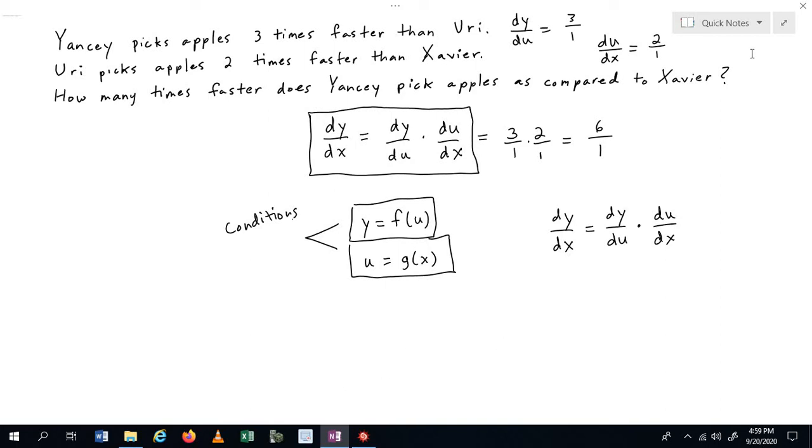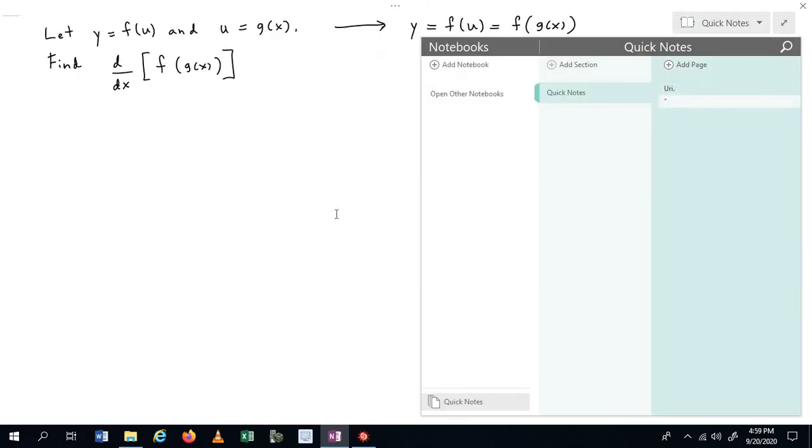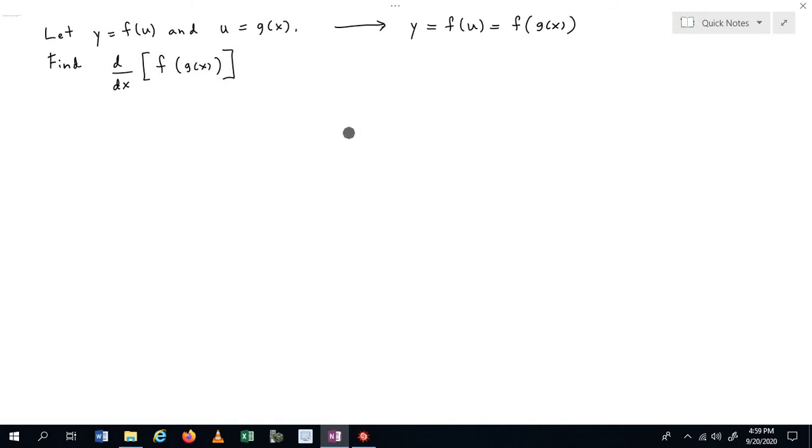Okay, let me show you the second form of the chain rule. To show you where the second form comes from, let's say y is written as a function of u, and then u is written as a function of x. Now remember, those were the two conditions that we needed to use the first form of the chain rule. So let's suppose we have both of those.